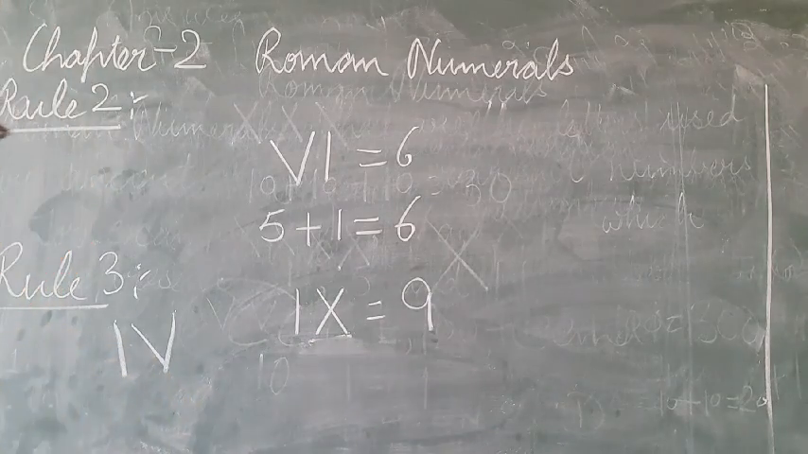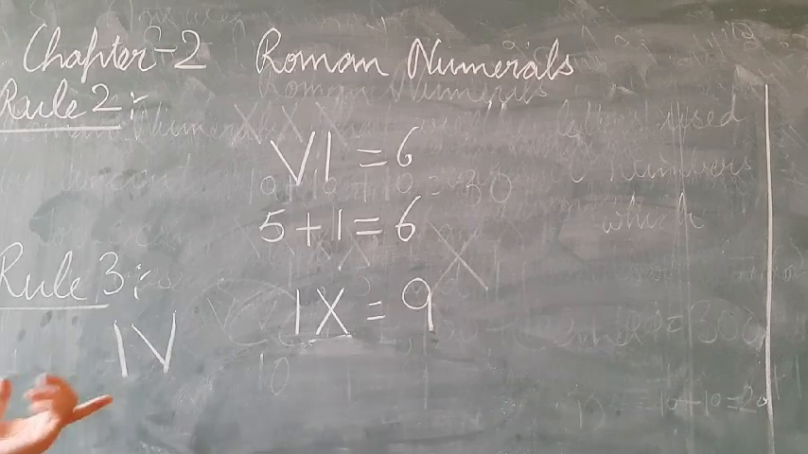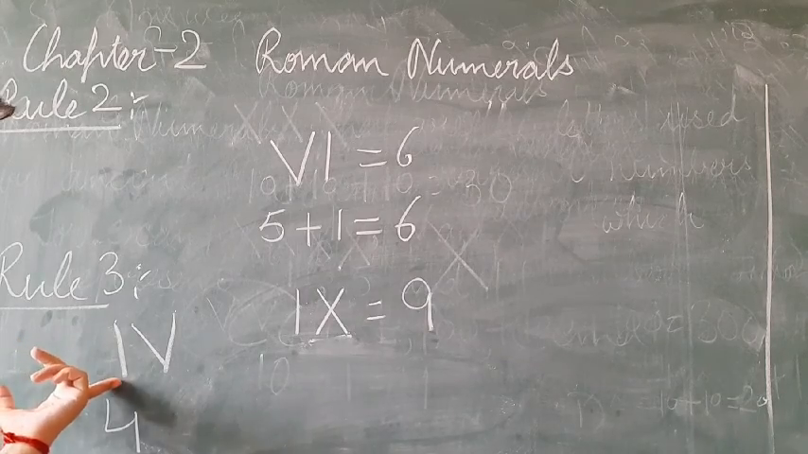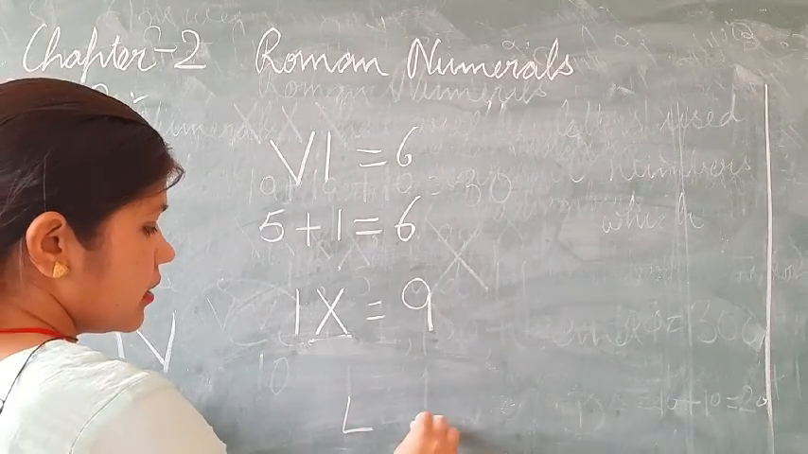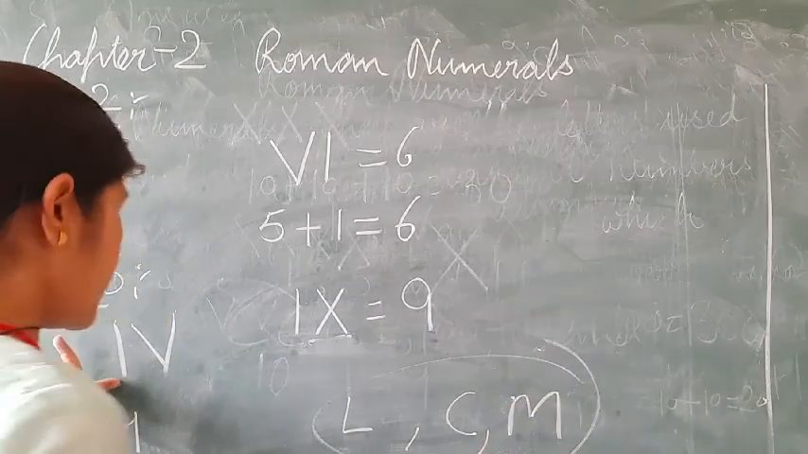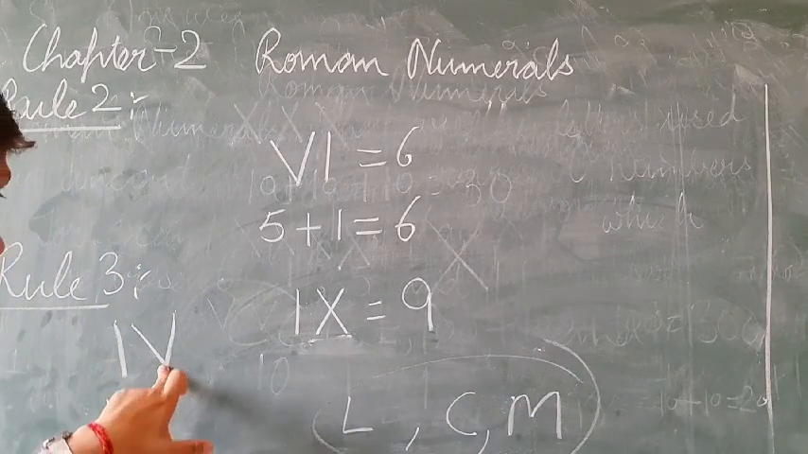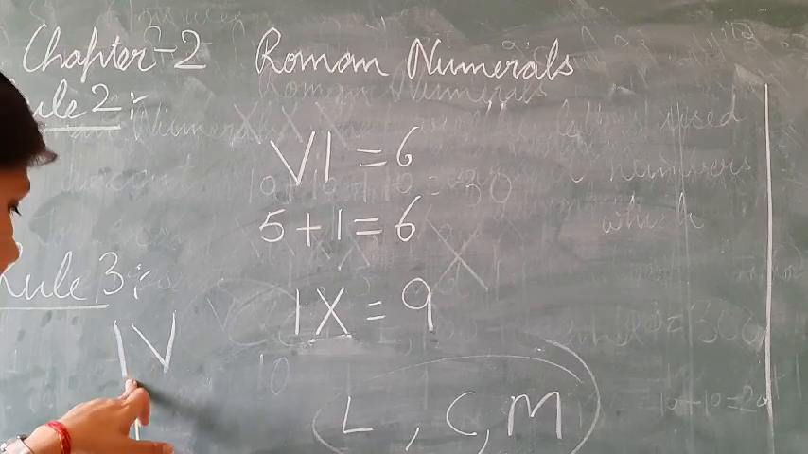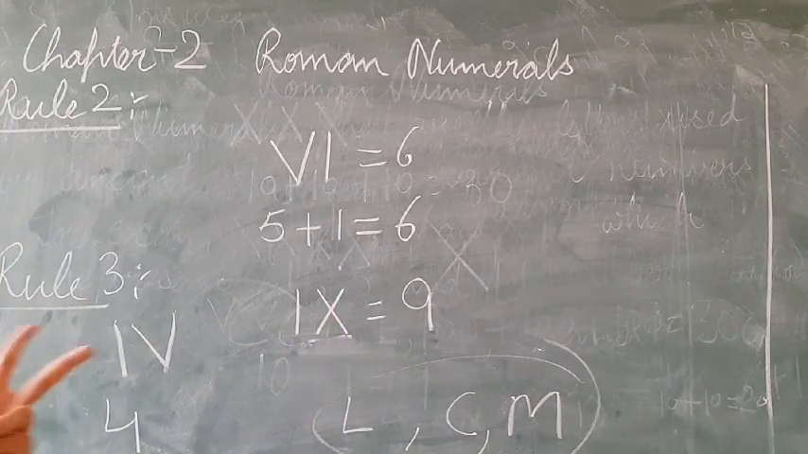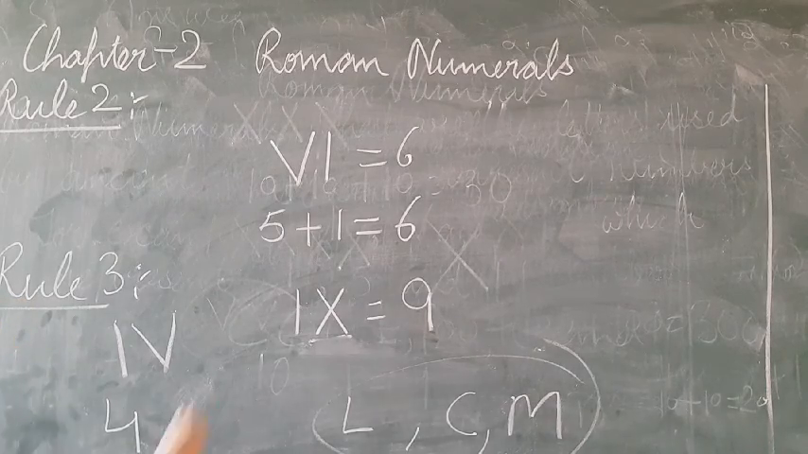We can subtract I from V and X only. This is 4 and this is 9. But we can't subtract I from L or C or M or any other numeral. I is subtracted only from V or from X. These are two restrictions for rule number 3.